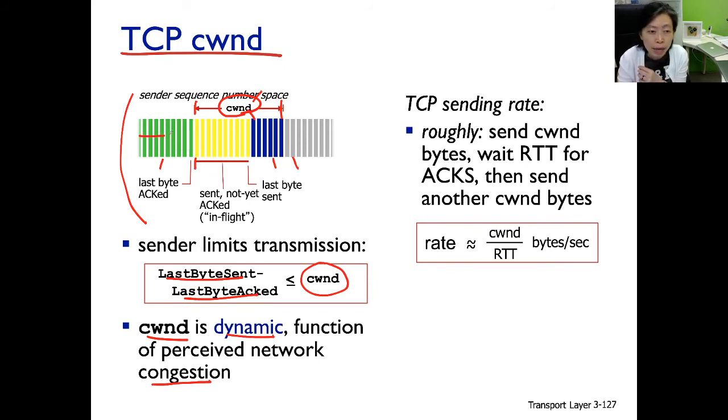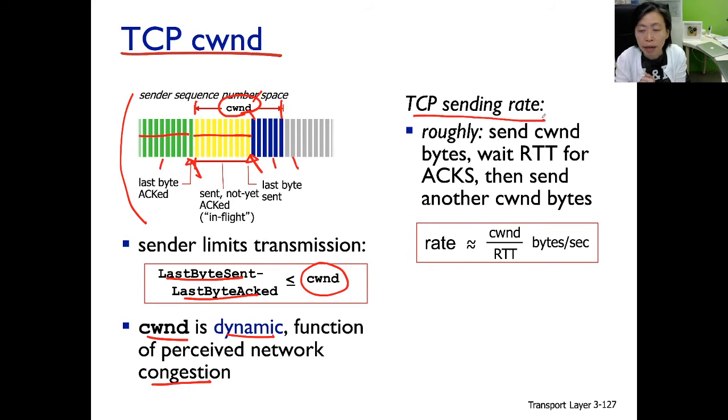So green here counts the bytes that have been sent and have been ACKed. So the last byte ACKed is the last green. Yellow here are the bytes sent but not yet ACKed. So the last byte sent is the last yellow. Subtracting the number of the last green from the last yellow gives the number of yellows. So cwnd limits the number of yellow bytes there can be at best.